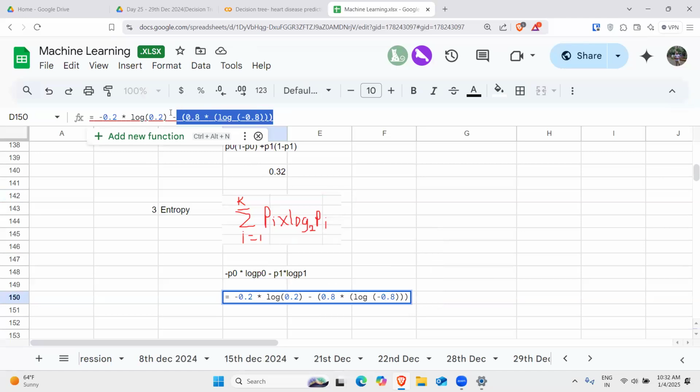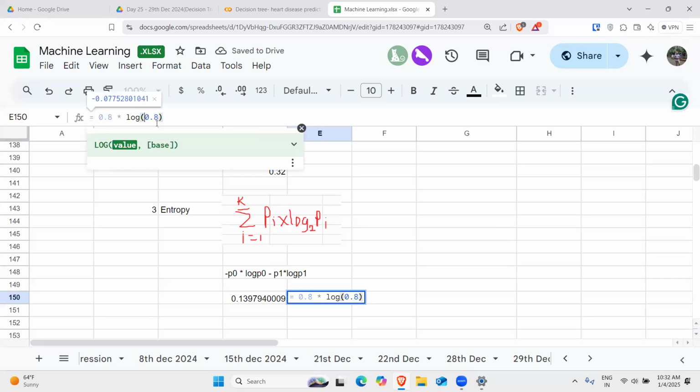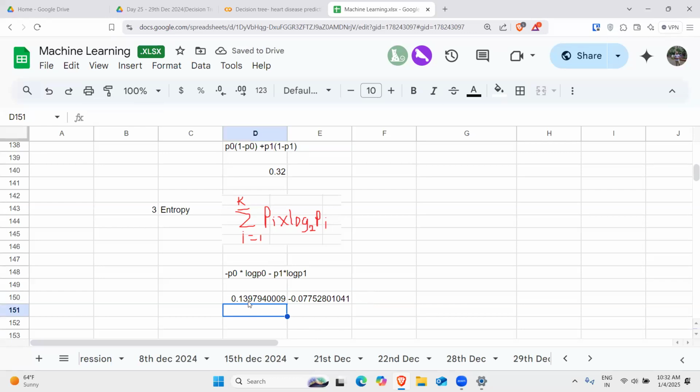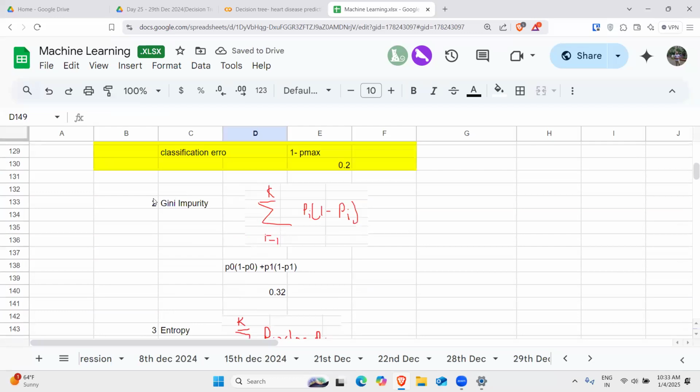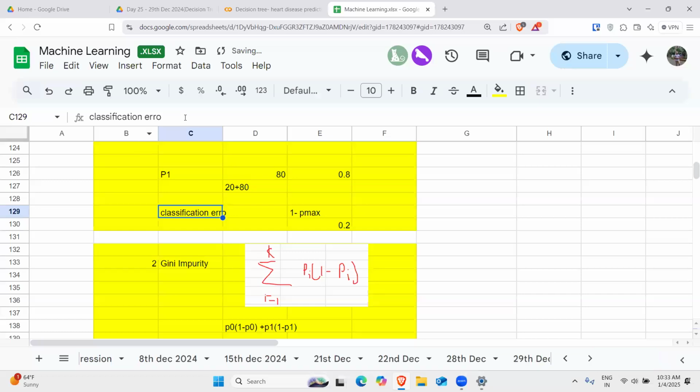Let me do this separately. And we have 0.8 into log of 0.8, which should be equal to... a numeric error because we are taking the minus. So basically, if you do this calculation, your Excel or your Google Sheet is not doing this. You do it by using a calculator. It will be 0.72. Now you have entropy equal to 0.72. You have Gini impurity exactly equal to 0.32, and we have a classification error which is 0.2.